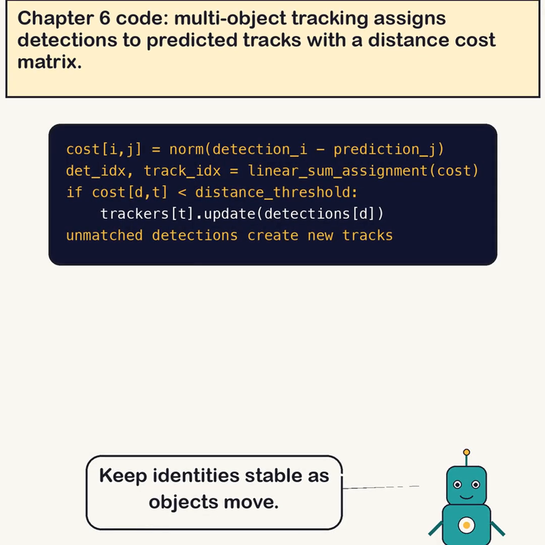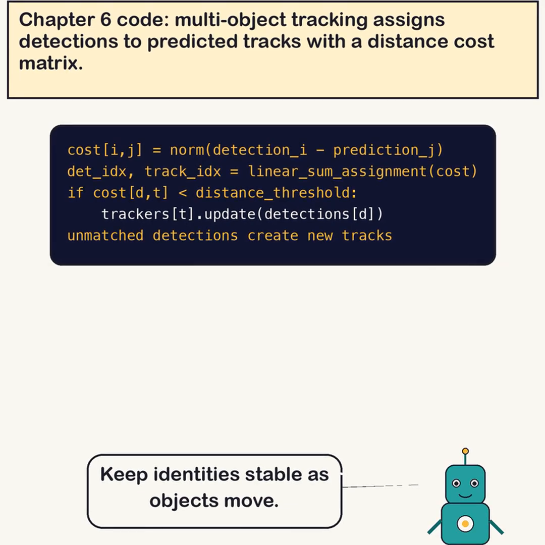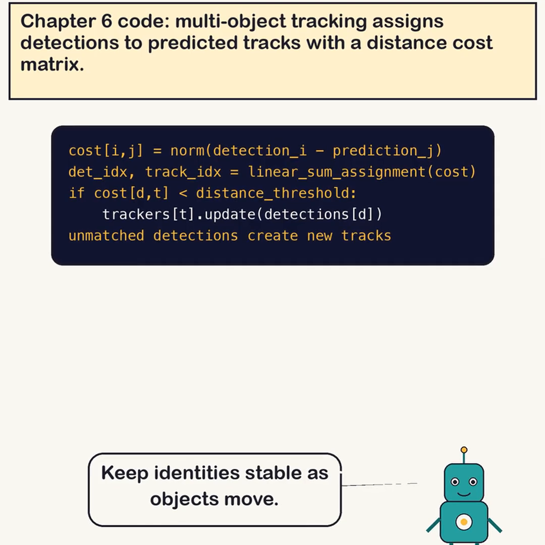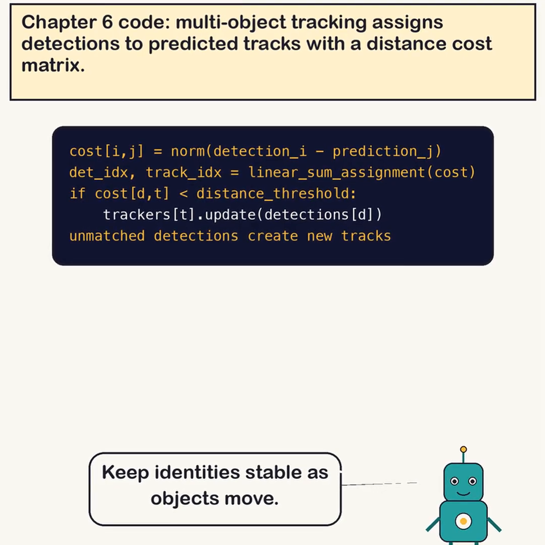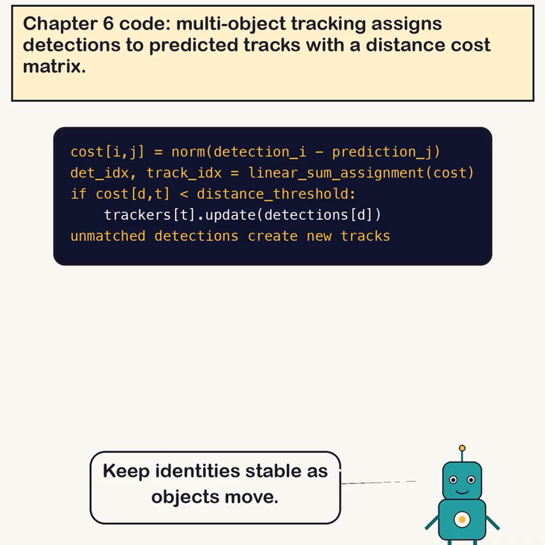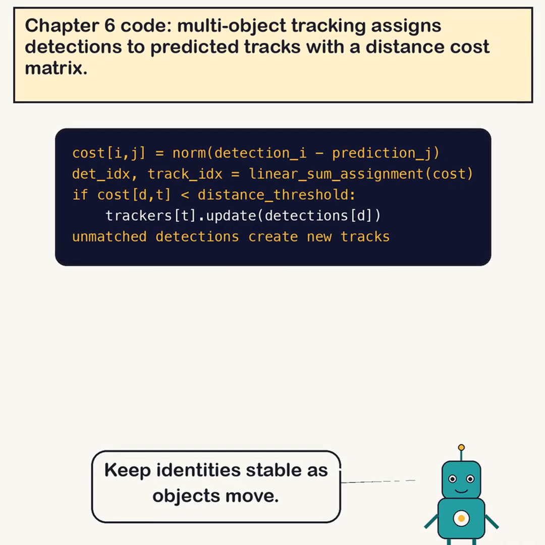Multi-object tracking assigns detections to predicted tracks. The cost matrix stores distances between each detection and each prediction. Hungarian assignment chooses the low-cost pairing. Matches below the threshold update tracks. Unmatched detections start new ones. Hungarian assignment turns a crowd scene into a disciplined matching problem.